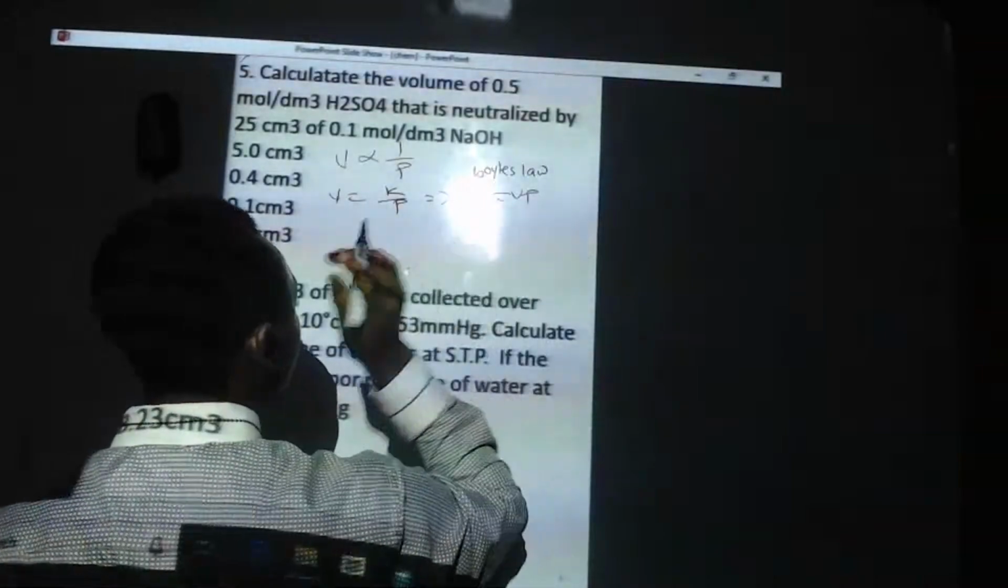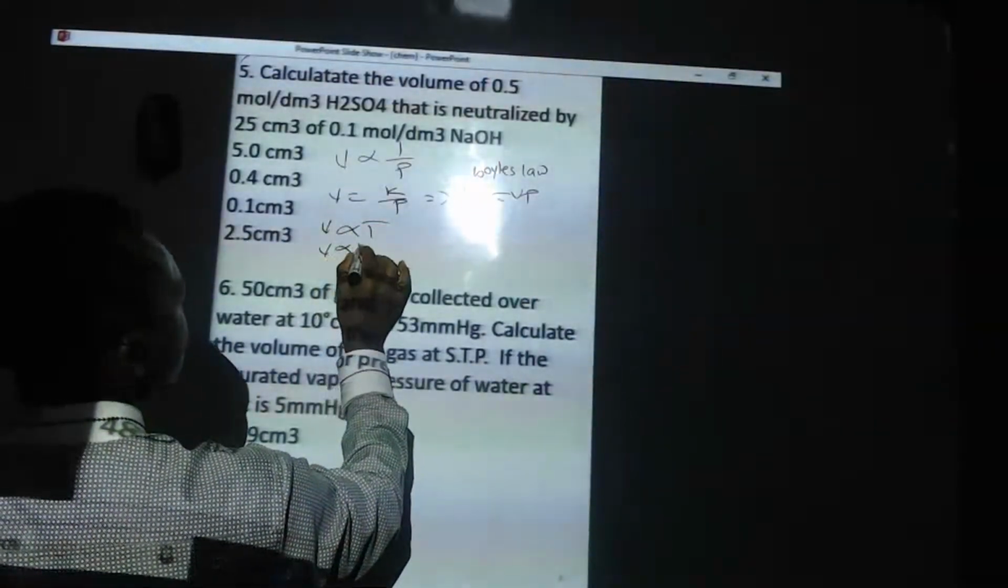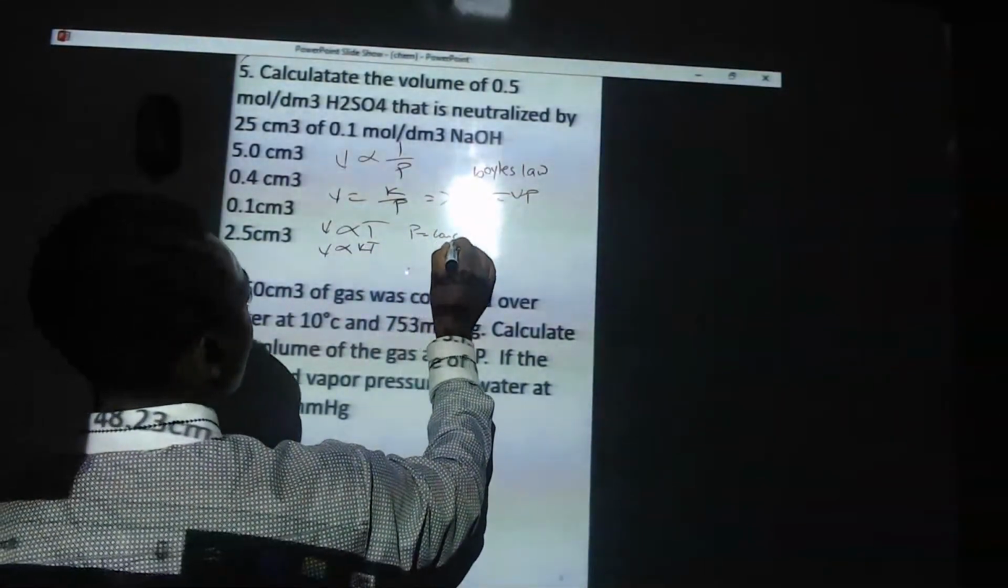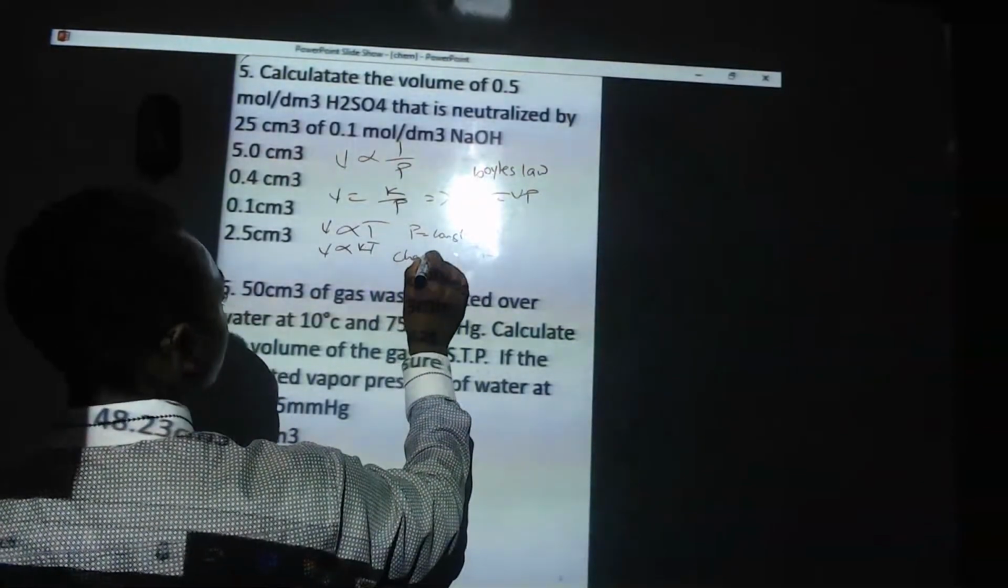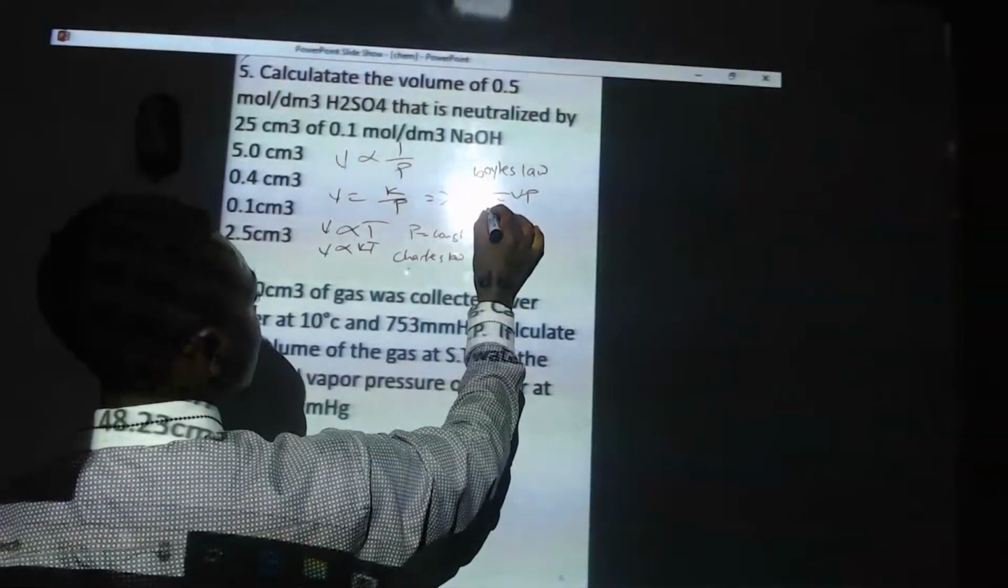And I want to talk of Charles' law now. So your volume is proportional to your temperature, meaning that V equals KT, where your pressure is constant. This is Charles' law. And this one is Boyle's law, where your temperature is constant.